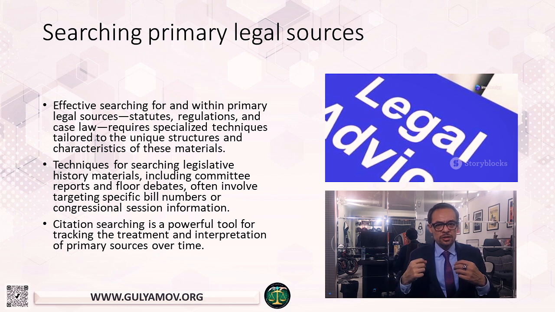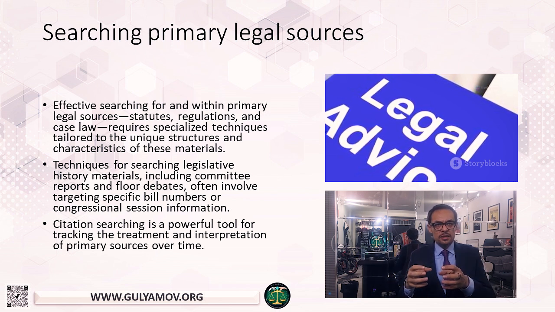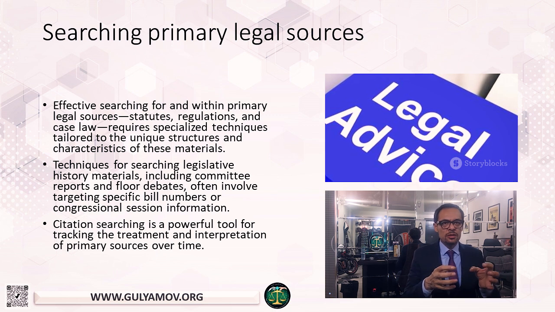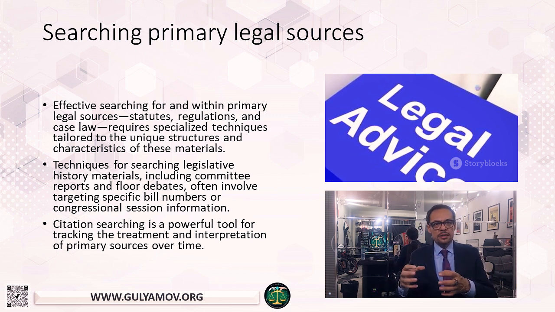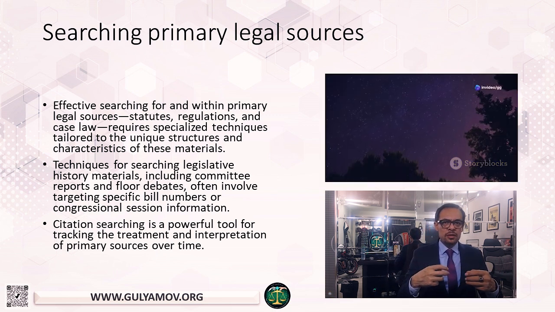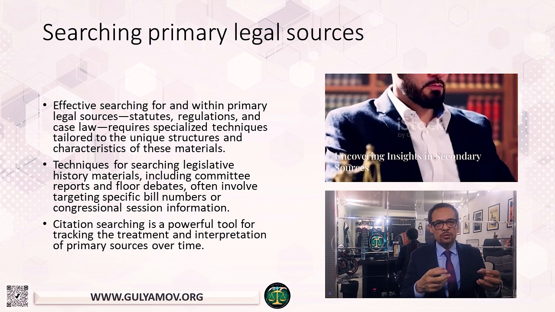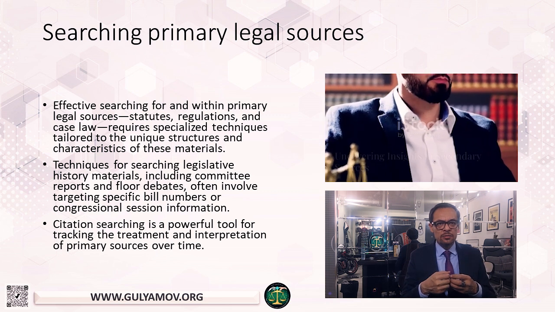For statutory research, familiarity with the organization of legal codes is crucial. Researchers can use specific title or section numbers to target relevant provisions, such as 17 U.S.C. Section 107 for the U.S. Copyright Act's fair use provision. Statutory indices and tables of contents, often searchable in digital formats, provide valuable entry points for exploring legislative schemes.